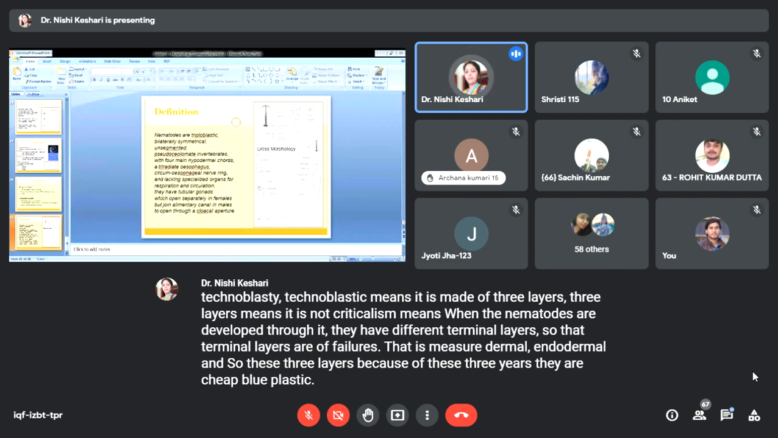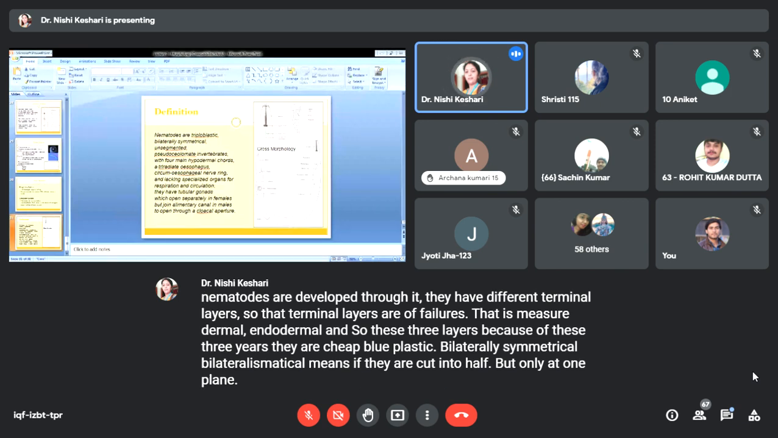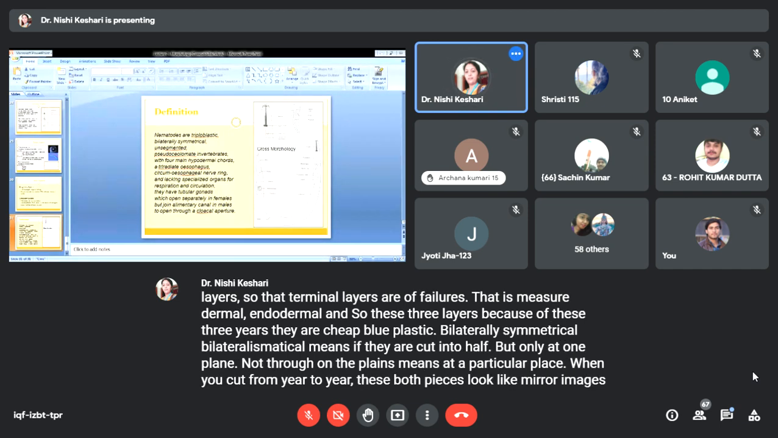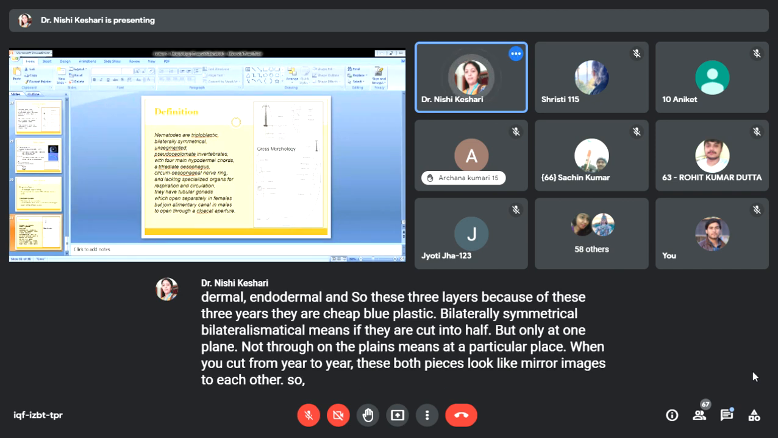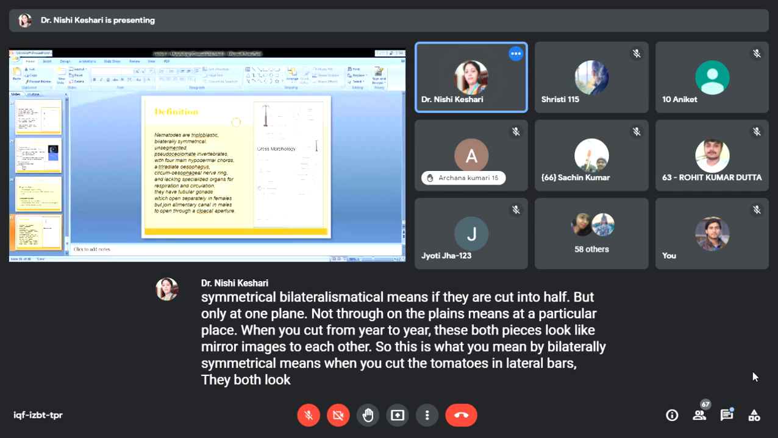Bilaterally symmetrical means if they are cut into half, but only at one plane, not through all the planes, at a particular place, when you cut from side to side, these both pieces look like mirror images of each other. So this is what we mean by bilaterally symmetrical. When you cut the nematode into lateral parts, they both look similar.